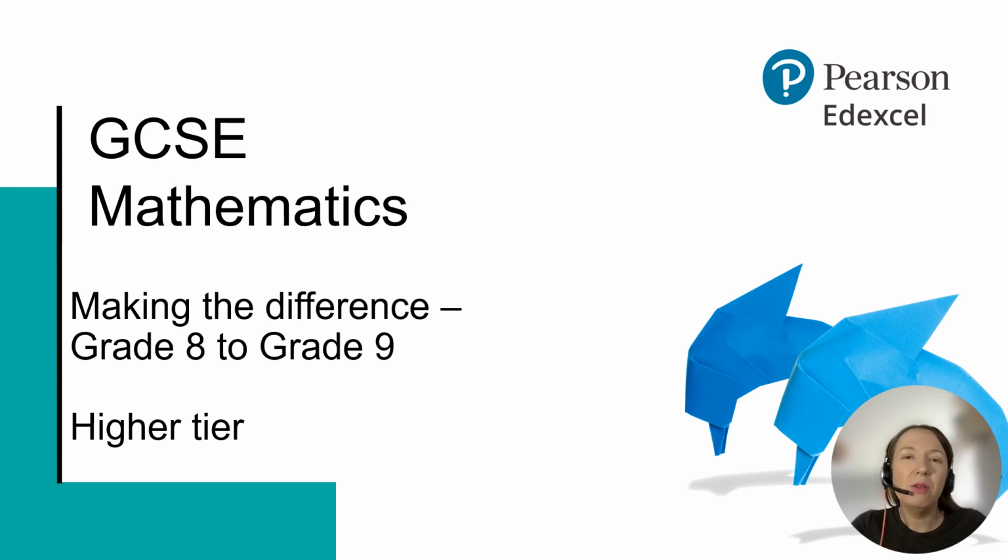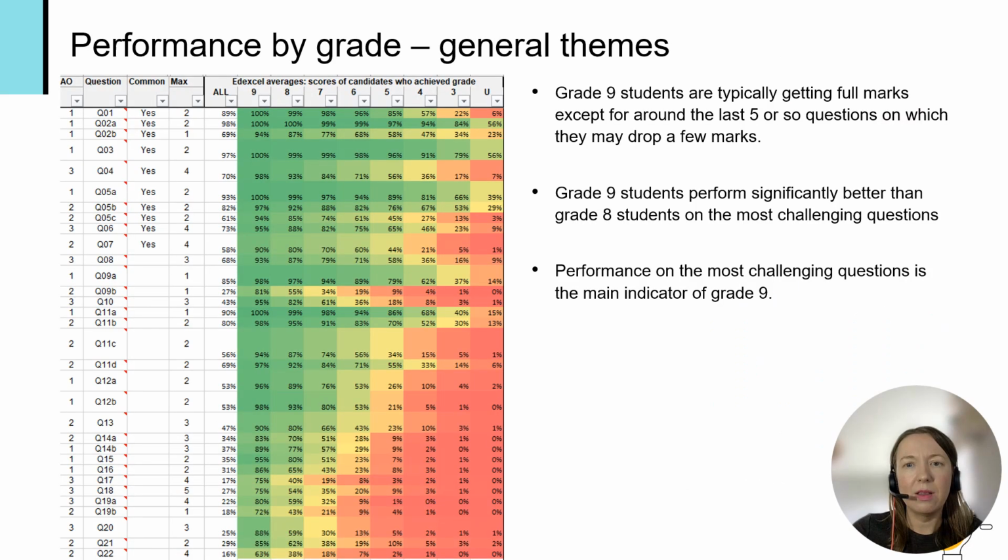And in this video, we're going to take a look at the key performance differentiators that we've seen for our very highest attaining students that go on to achieve a grade 9. So let's take a quick look at some general themes across a whole paper or series.